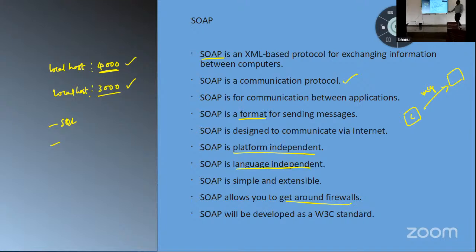The last point is the W3C standard. What do you mean by W3C standard? WWW three times. C consortium. World Wide Web Consortium. So these people have given some standards. So you can see that you can go to them.